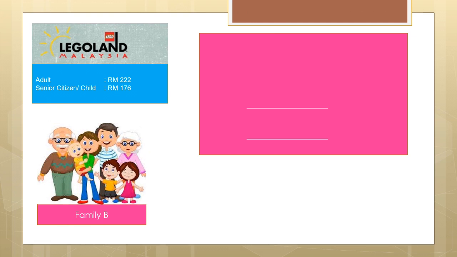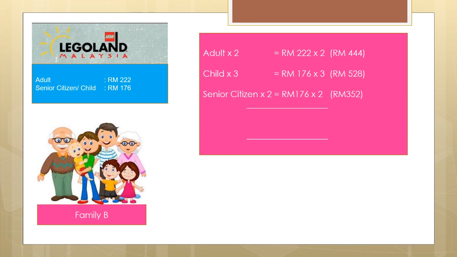We have 2 adults and we have 2 senior citizens, which is the grandfather and grandmother, right? And we also have 3 children. Alright, calculation. Okay, adults times 2, and we have children times 3, senior citizen times 2, and we get the total price. How about family C?